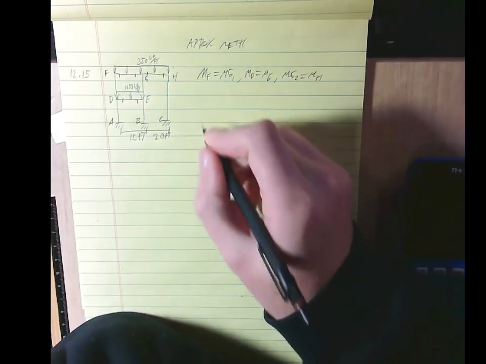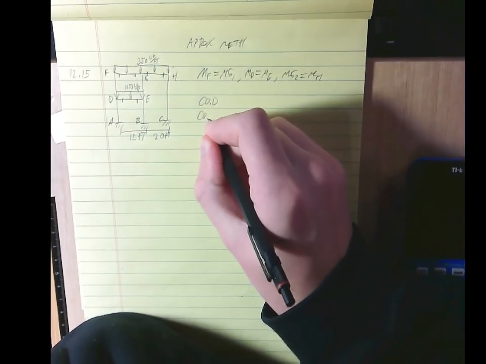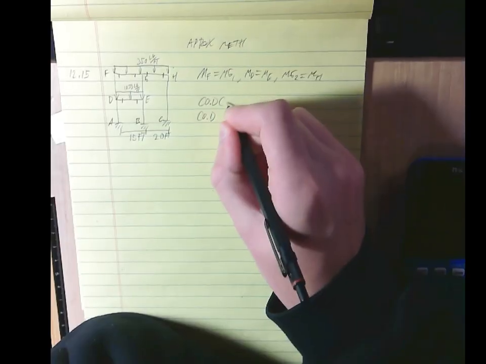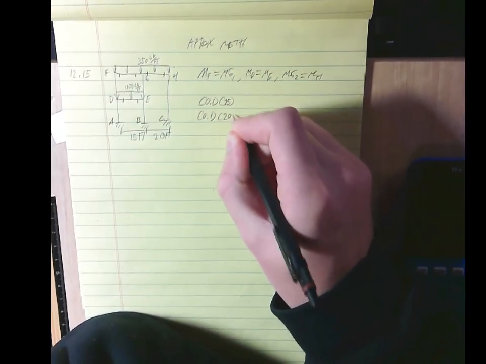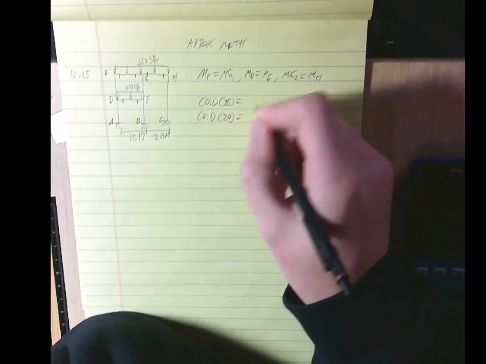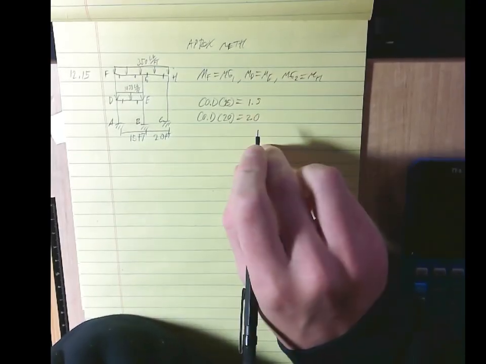So let's take the lengths here. 0.1 of 15, and of 20. With some quick mental math, we can say this is going to be 1.5 and this is going to be 2.0. So that's our lengths here.